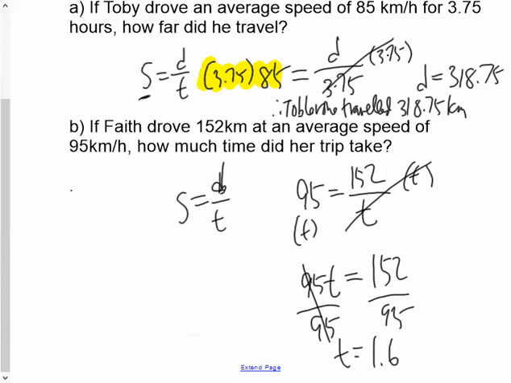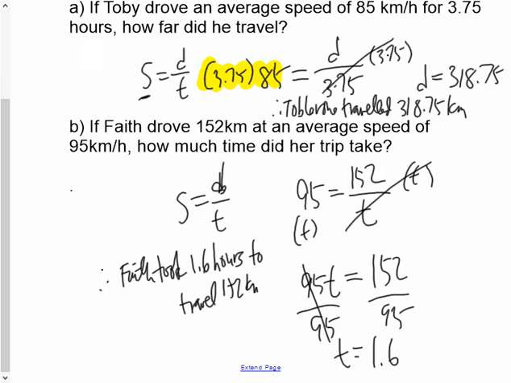So therefore, Faith took 1.6 hours to travel 152 kilometers. Now, 1.6 hours, since 0.1 hours is equal to 6 minutes, then 1.6 hours would be 1 hour and 36 minutes, if you wanted to think of it in a little bit more complex term.